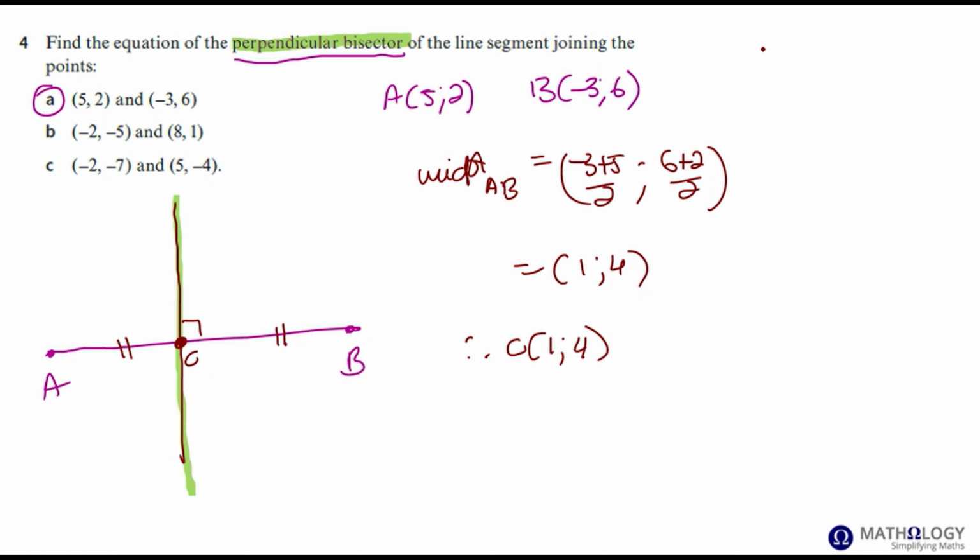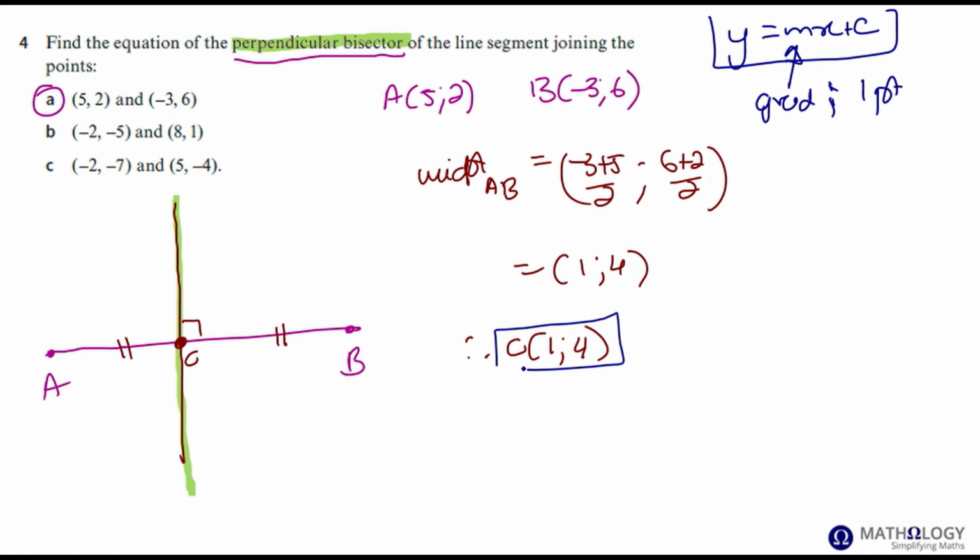Just to reiterate, to find the equation of a straight line, which a perpendicular bisector is, we need to know the gradient of that line and one point. We've got that point. We now need to find the gradient of the line we're looking for. We'll call this line PCQ. We know a point that lies on PCQ, which is point C. We need to know the gradient of PQ.